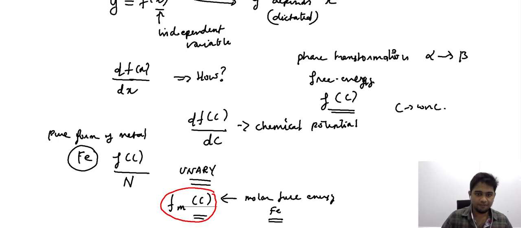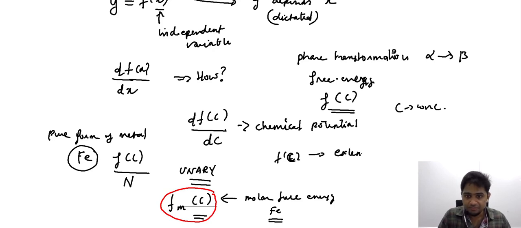So we begin with free energy in a unary system and we end up with molar free energy, which helps us understand the free energy of a system that comprises just 1 mole of iron. In the thermodynamic framework, we refer to free energy as an extensive variable, and molar free energy is an intensive variable.